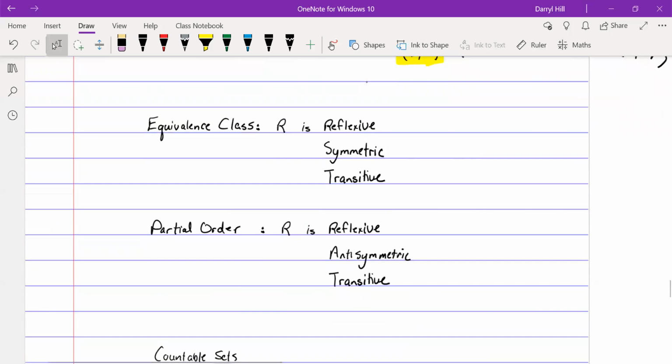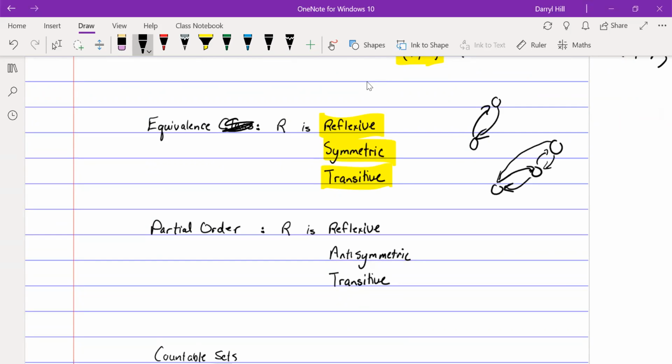All right, so an equivalence relation is reflexive, symmetric, and transitive. And of course, if we have some set of relations in an equivalence relation, then what it does is it divides it up into, sorry, it shouldn't be equivalence class, it should be equivalence relation.